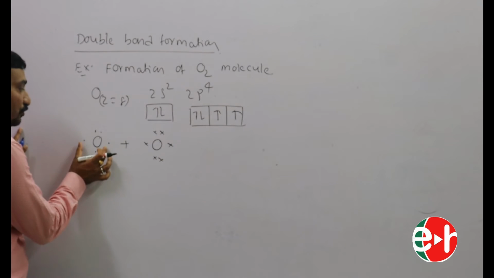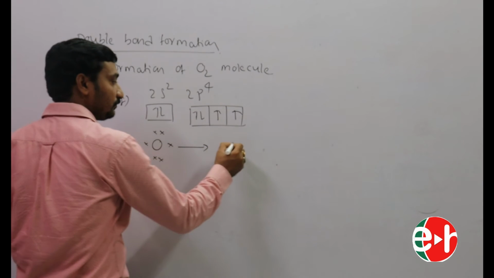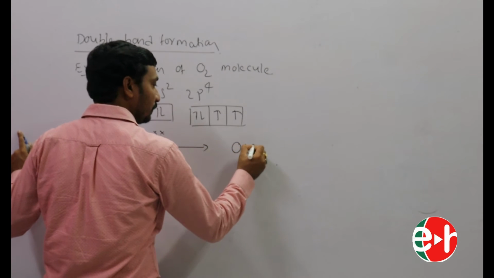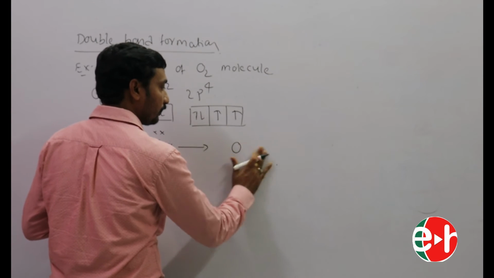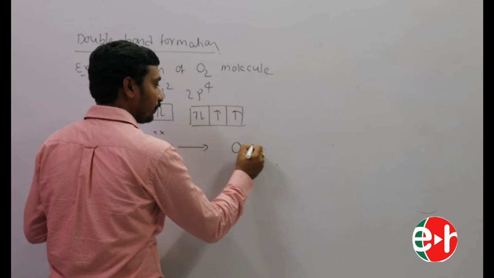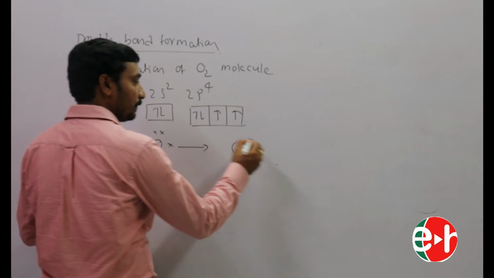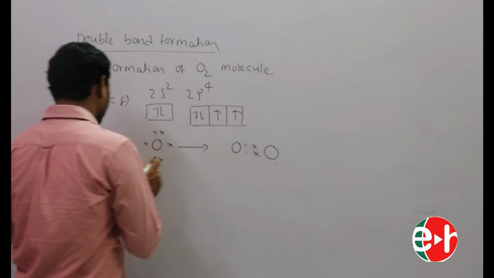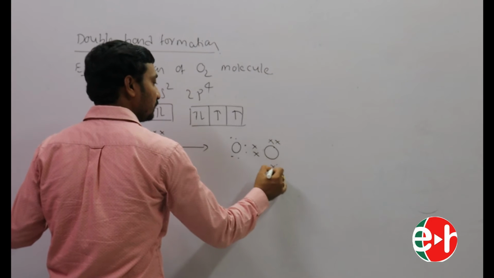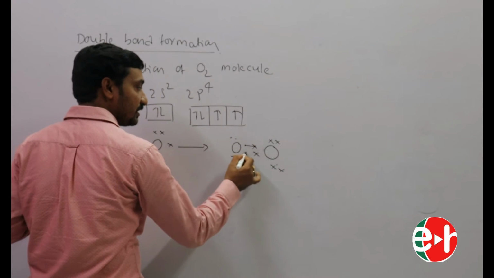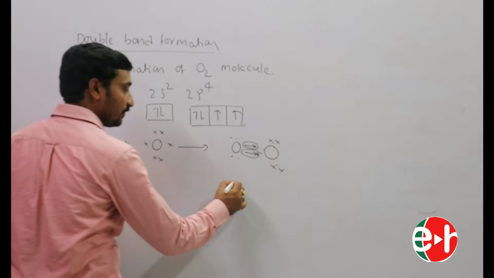This oxygen atom contributes 2 electrons and this oxygen atom contributes 2 unpaired electrons. Now this oxygen has 2 lone pairs and this oxygen also has 2 lone pairs. So here this is one bond and this is one bond. In total, a double bond is formed between the two oxygen atoms, written like this.